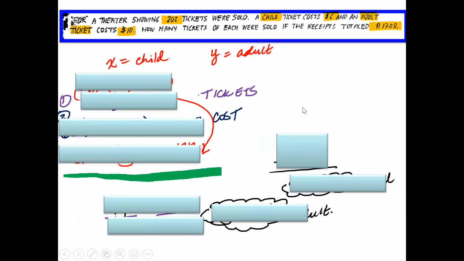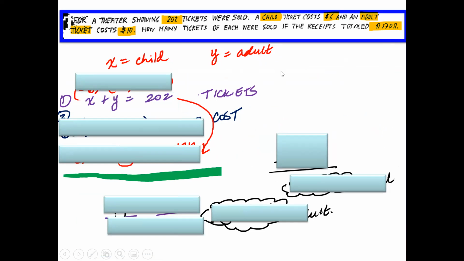All right, so let's take a look at this. So you're going to the theater. Obviously, theaters are more costly for adults than for kids because kids are smaller, so they get a discount. So you went to a theater and there were 202 tickets totally sold. Children's are $6, adults are $10. They made a profit of $1,708. So how many children's tickets were sold and how many adult tickets were sold?